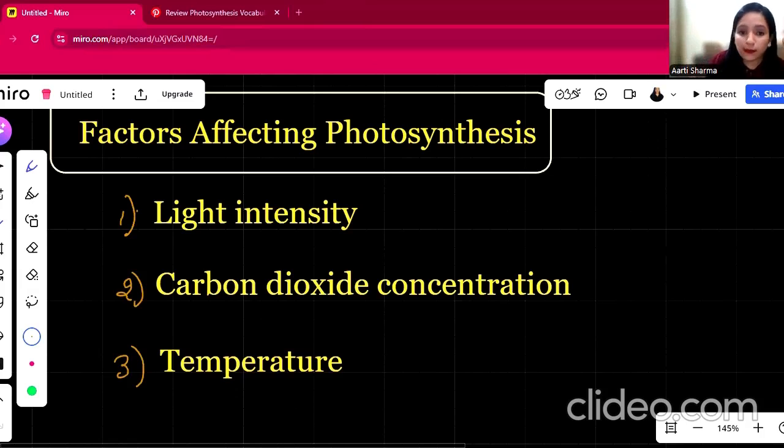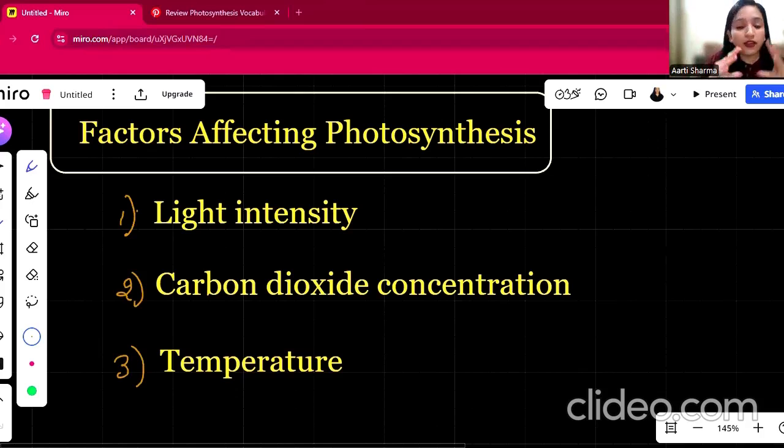Temperature: photosynthesis is controlled by some enzymes. Enzymes we already know can speed up your reactions, whatever you want to do. In the same way, enzymes are also responsible for producing glucose and oxygen in plants. So photosynthesis is controlled by specific enzymes, and enzymes work best within a certain temperature range. If the temperature is too low or too high, the process becomes slower.